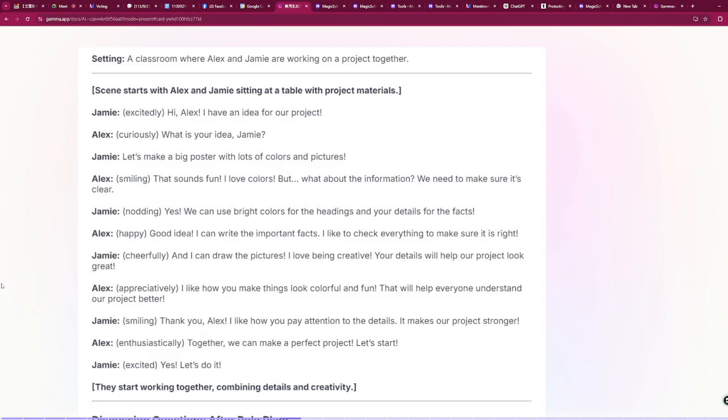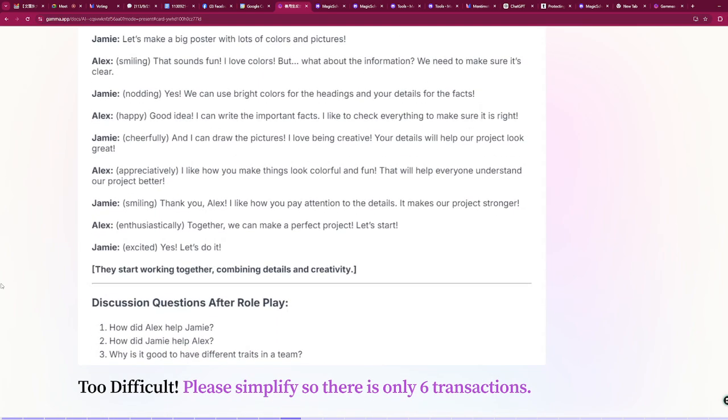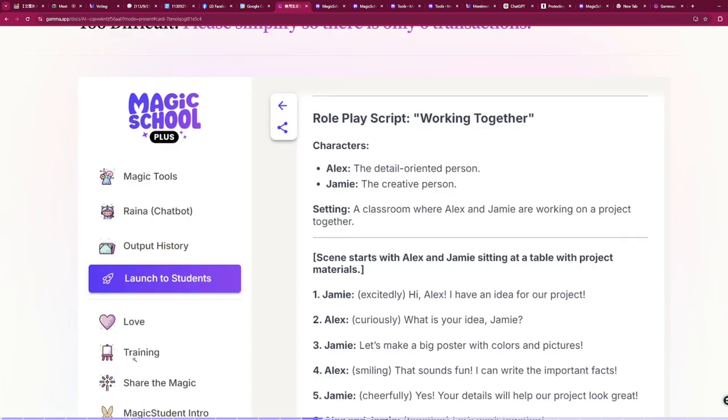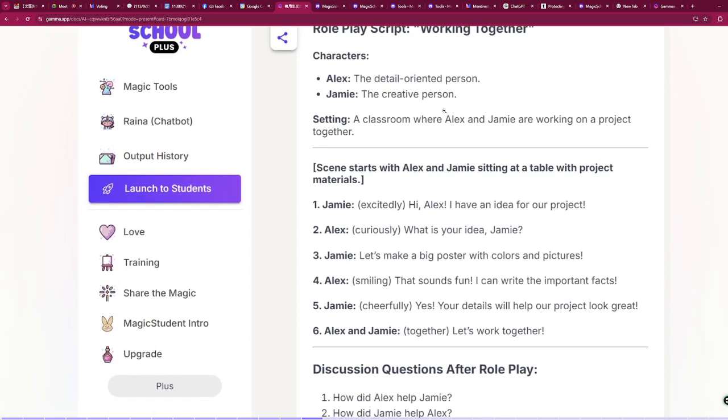But notice this script here, it's too long, right? It's too long. So what I did was, this is too difficult, so I prompted this: please simplify, so there is only 6 transactions. How did Alex help Jamie? And then the discussion questions afterwards. All right, so this is what it came up with. So now we have a script for this group.